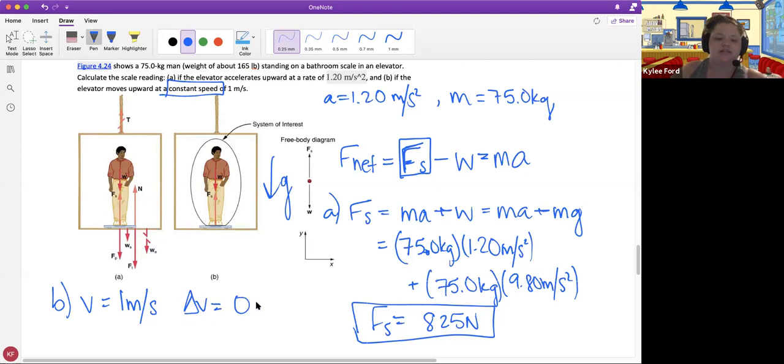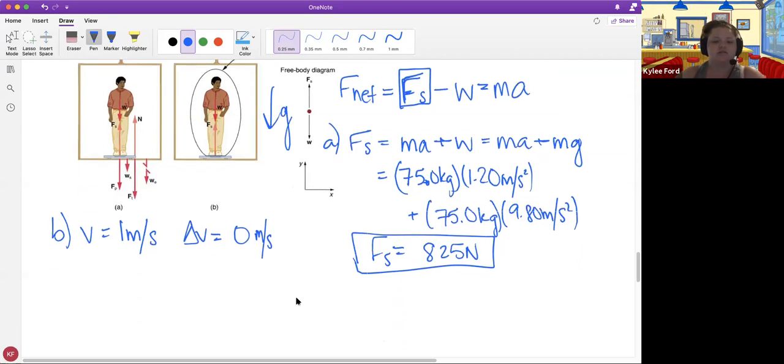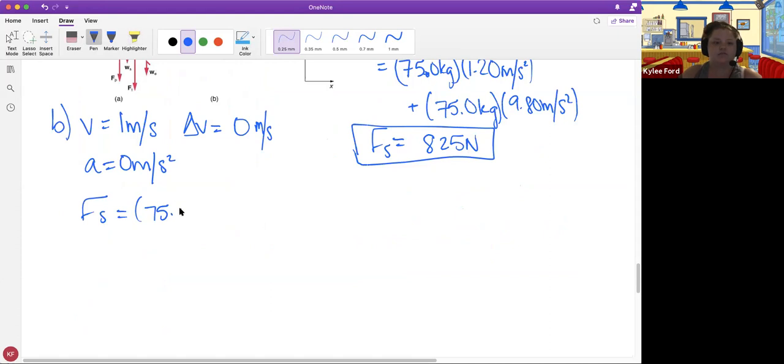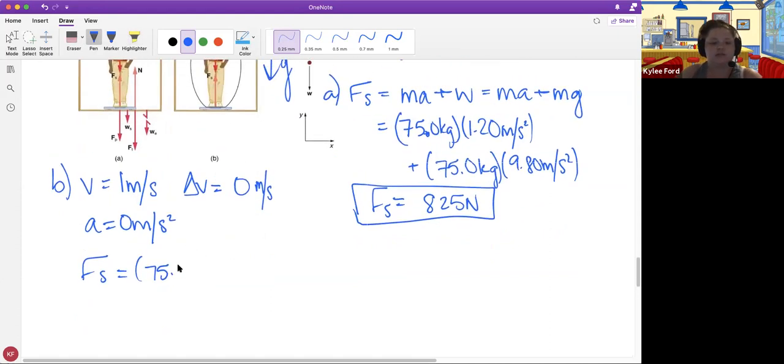Our change in speed is 0. Okay? Meaning our acceleration then is 0. Okay, so we'll use the same equation here. F sub s equals m, 75 kilograms times our acceleration, which is 0.